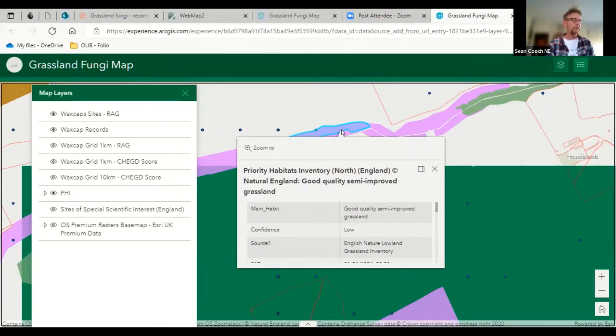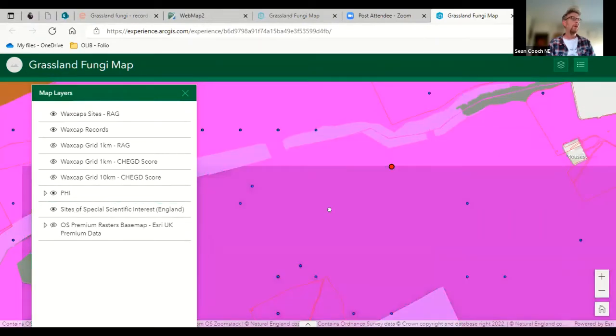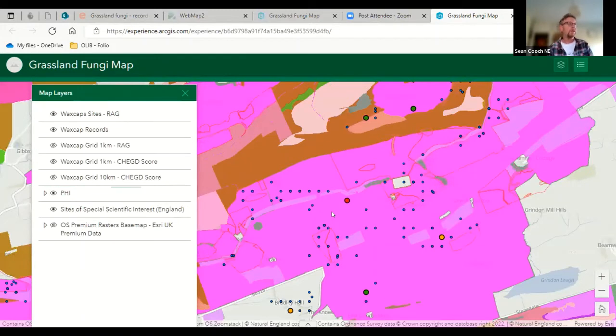So we're adding the information all the time. We can put on the triple SI layer, which then lets us do further interpretation to see which sites occur within triple SI.